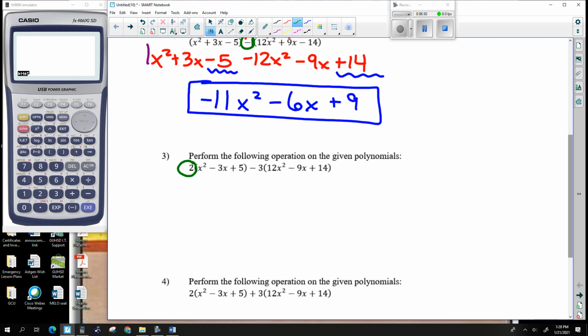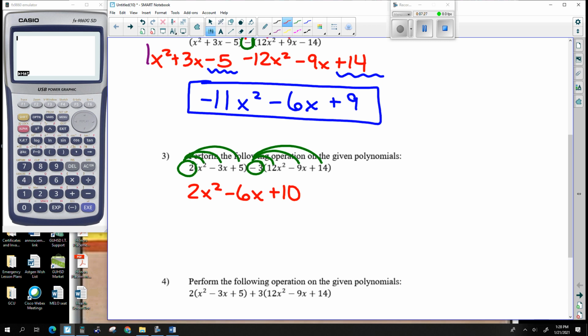So here in number 3, this first parentheses has a positive 2. So I'm going to multiply in positive 2 to all these things. So 2 times 1, 2 times negative 3, and 2 times 5. In the second parentheses, notice that the number is negative 3. So I'm multiplying with a negative 3.